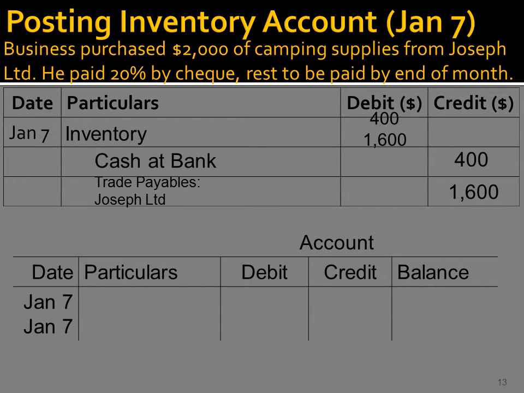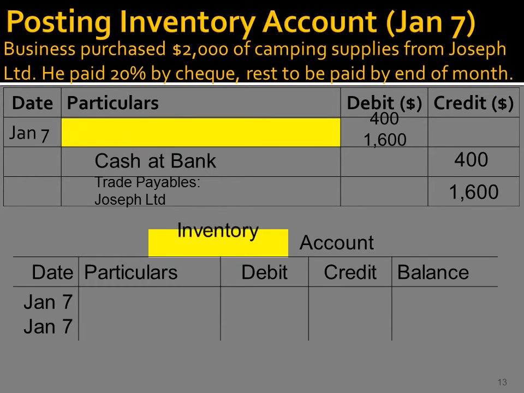Let's post the inventory account to the ledger. Step 1. We post the inventory account to the ledger. Since we have not prepared this ledger account before, we are going to open it up and start from fresh. Step 2. We would then post the associated amount on either the debit or credit side. Since we are debiting the inventory account by $2,000, we would then post the amount to the debit side.